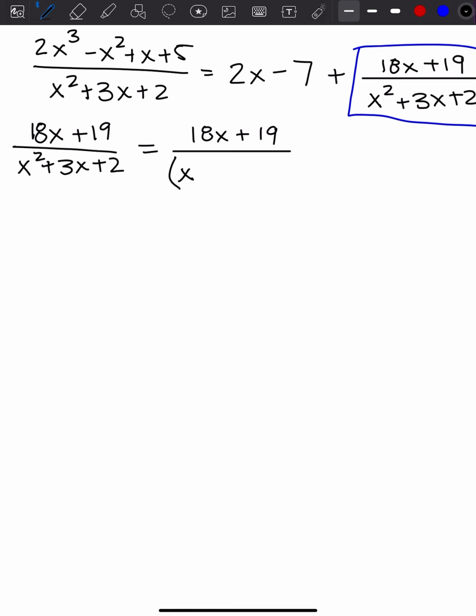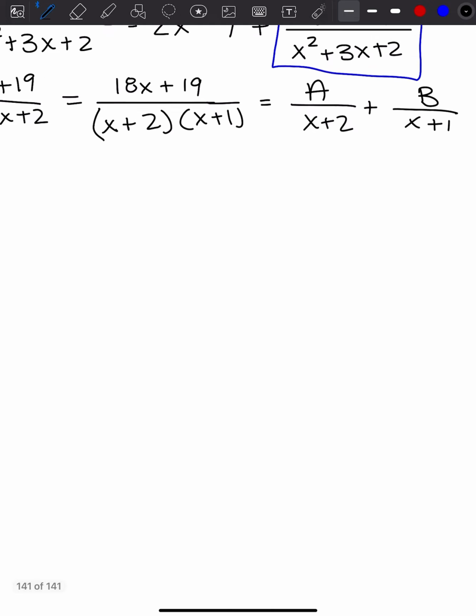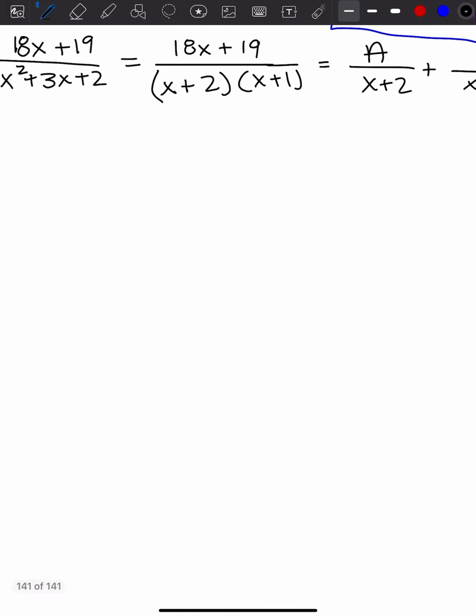We need it to multiply to 2 and add to 3. So 2 and 1. So we know that these two things are going to be equaling our two fractions added together, where we have x plus 2 and x plus 1. So we are going to be taking that and simplifying it down, multiplying both sides by the denominators. 18x plus 19 is equal to A times x plus 1 plus B times x plus 2. If I think about the zeros of this, I want to look at -1 and -2 to make things easy for us.